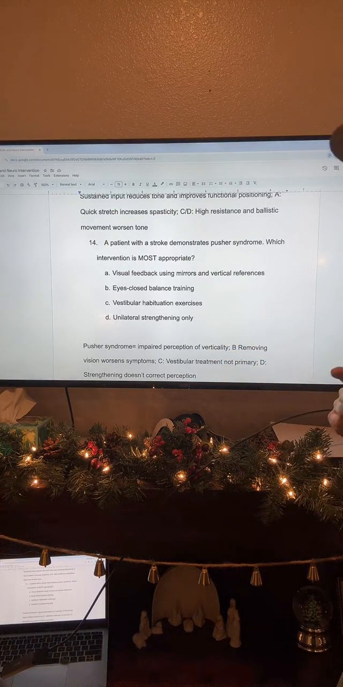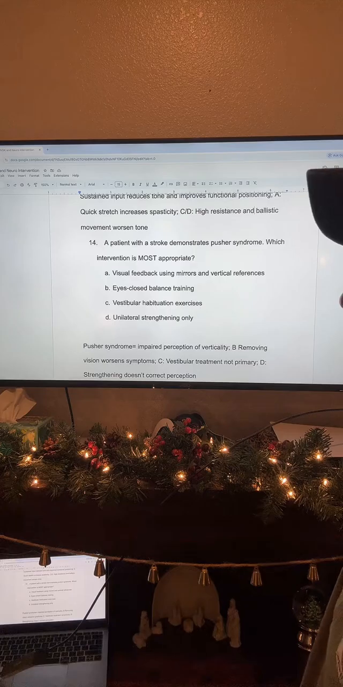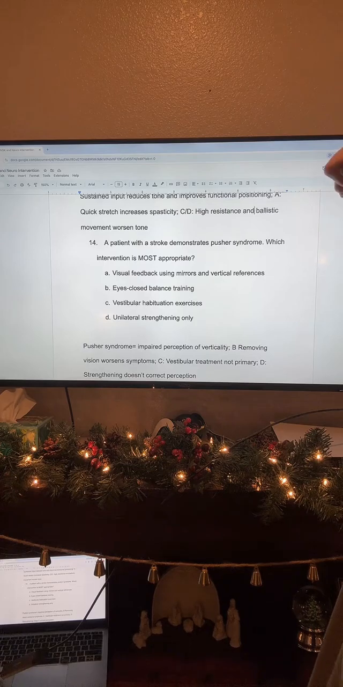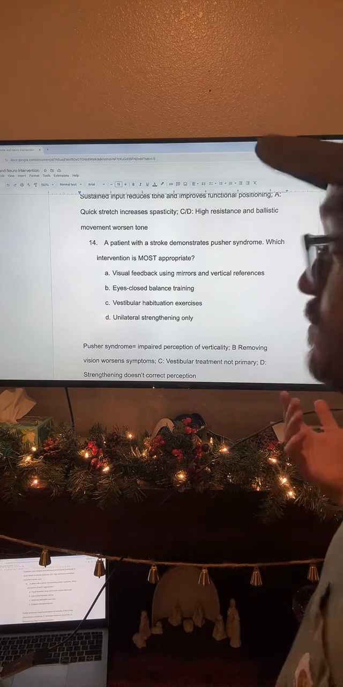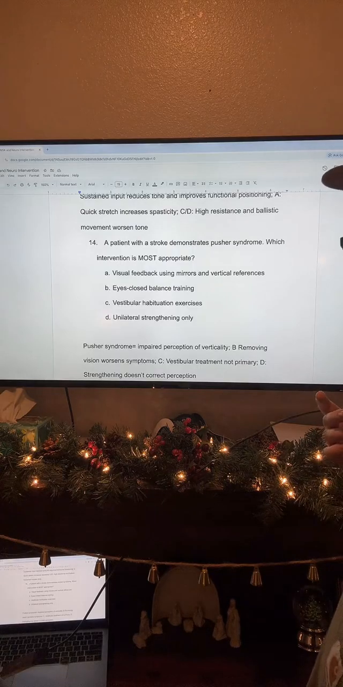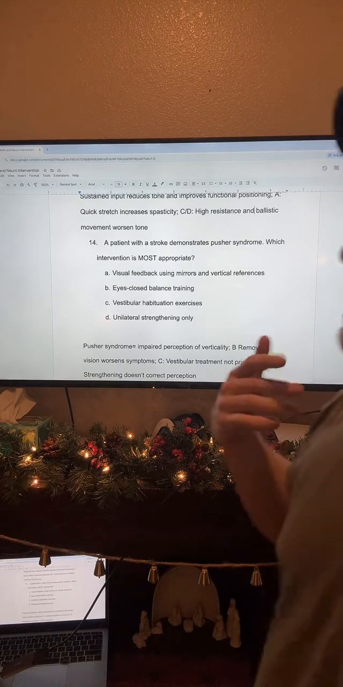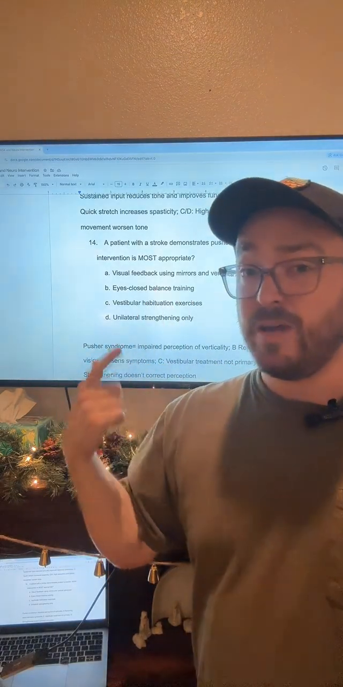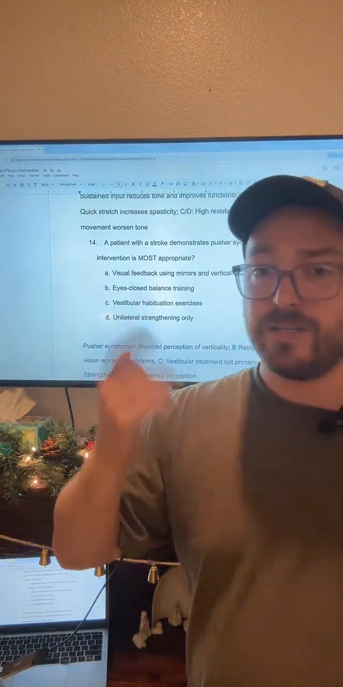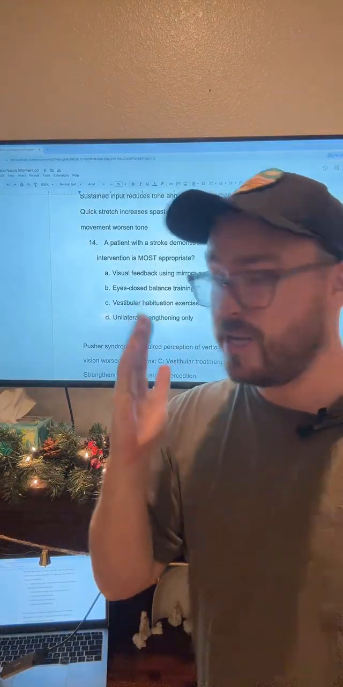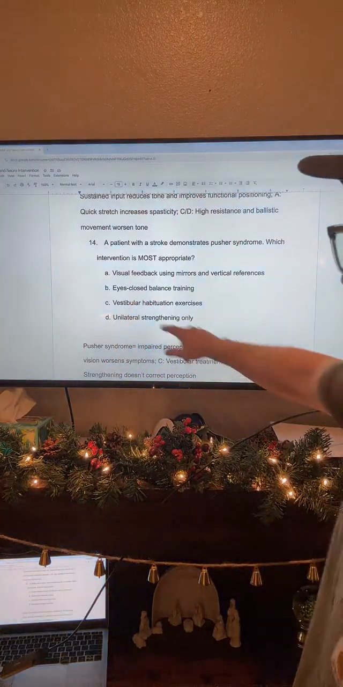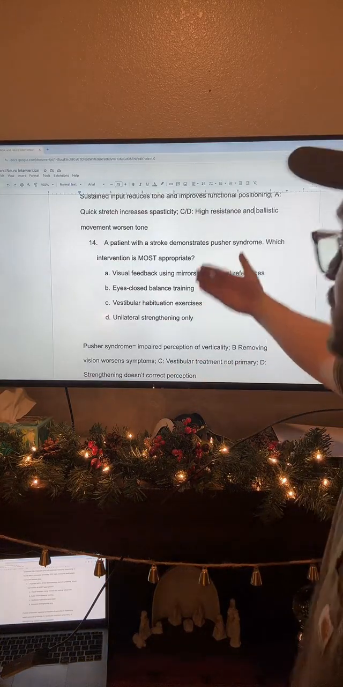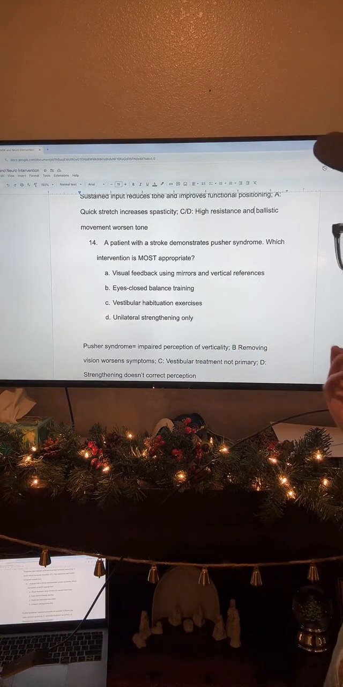C, vestibular habituation exercises. That's not going to be helpful, again, because your vestibular system is one of the presumably accurately functioning sensory systems. And when you're doing vestibular habituation exercises, you're trying to occupy the vestibular system, making it less accurate to give your brain information about what upright feels like. And so that is a terrible idea, but also in pusher syndrome, vestibular treatment is not primary.